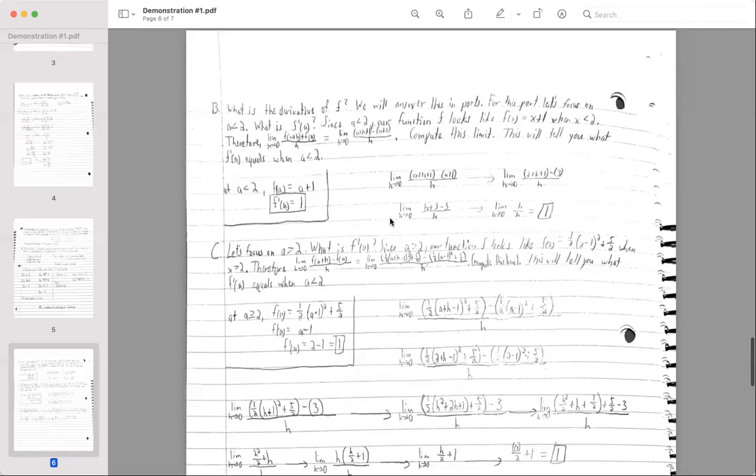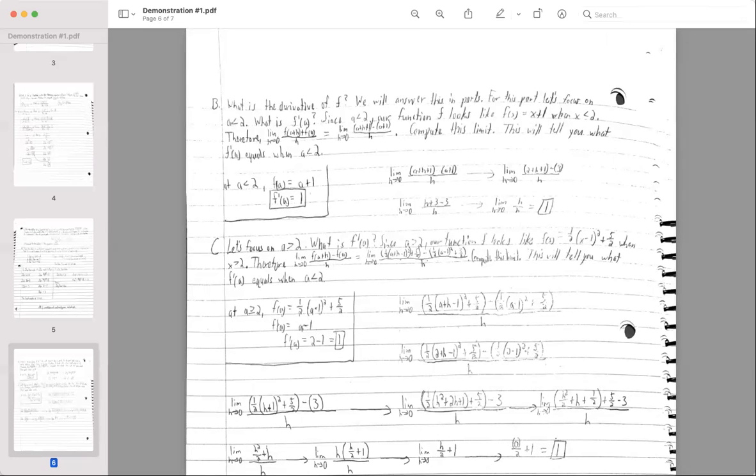Now, moving on to part C, let's focus on a is greater than 2. So what is f prime a? Since a is greater than 2, our function f looks like f of x equals half times x minus 1 squared plus 5 over 2 when x is greater than 2. Therefore, the limit as h approaches 0 of f of a plus h minus f of a all over h equals the limit as h approaches 0 of half times a plus h minus 1 squared plus 5 over 2 minus half times a minus 1 squared plus 5 over 2 all over h. Compute this limit, and this will tell you what f prime a equals when a is greater than 2.